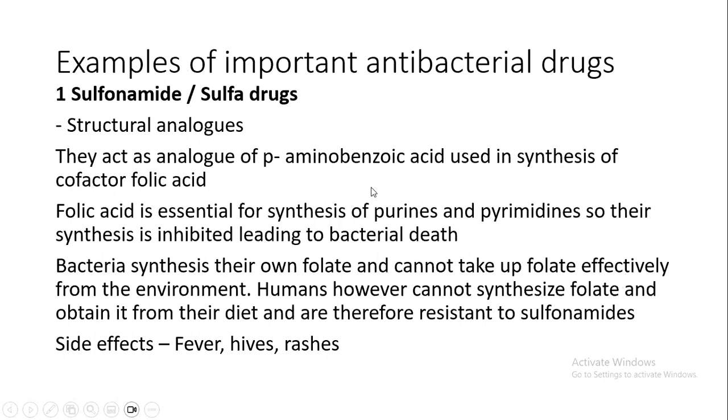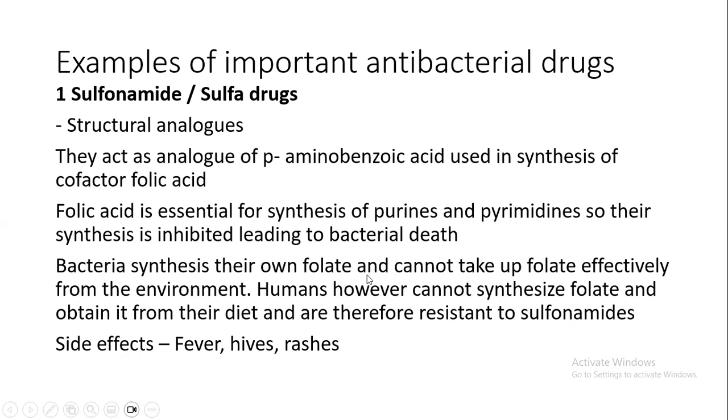Next, we'll learn about some examples of important antimicrobial drugs. The first are sulfonamides or sulfur drugs. These come under the category of structural analogs. They are analogs of para-aminobenzoic acid that is used in the synthesis of the cofactor folic acid. As we just discussed, folic acid is essential for synthesis of purines and pyrimidines. So their synthesis is inhibited, leading to bacterial death in the presence of sulfur drugs.